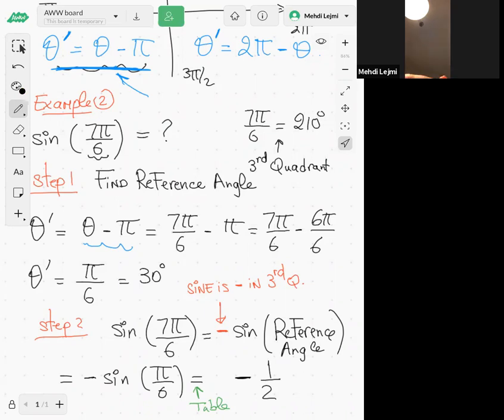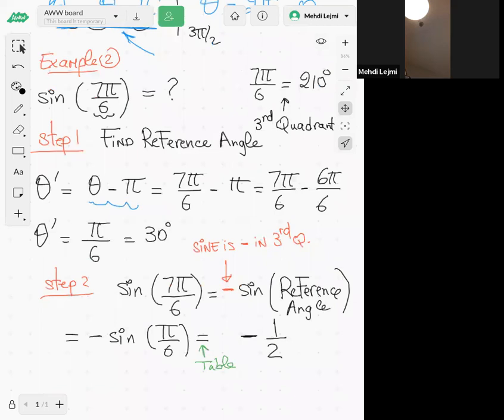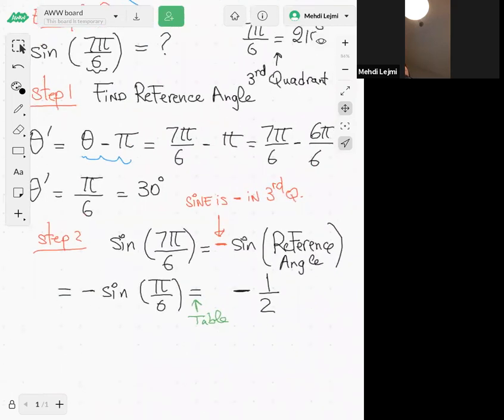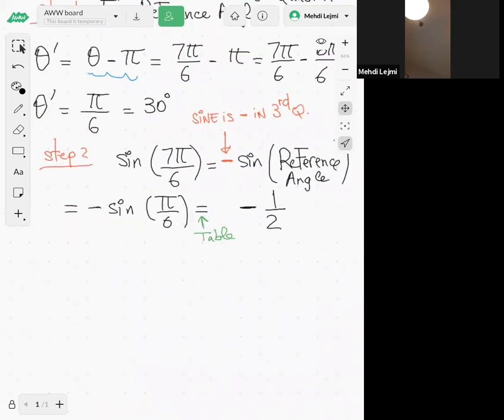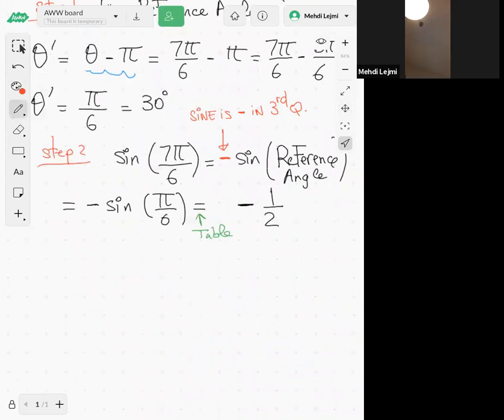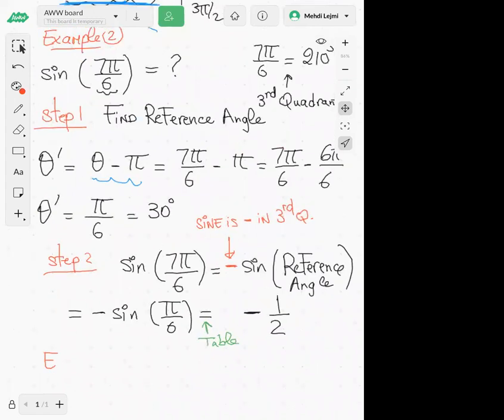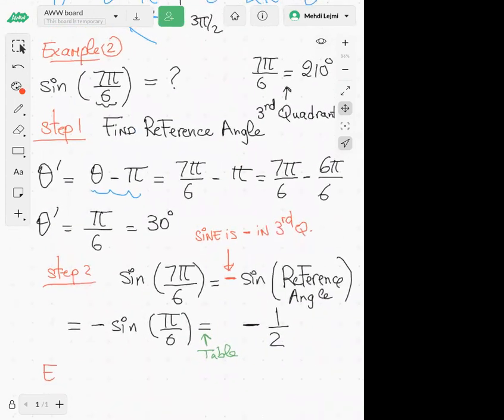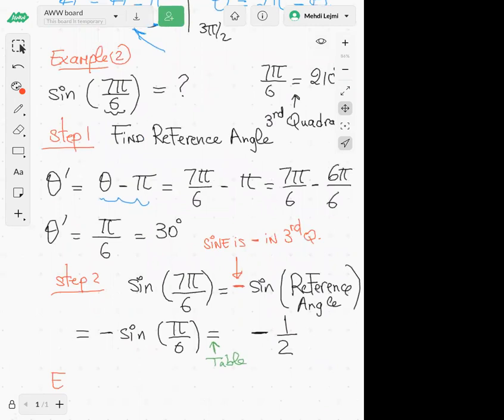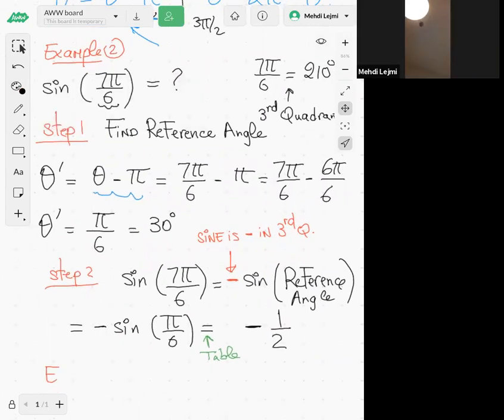Let me do one more example. Is there any question, guys? All right. So example number 3. Yes, the answer here is, of course, negative half, right? This is the answer here. So I guess you're going to need the table and you're going to need the formula for the reference angle.